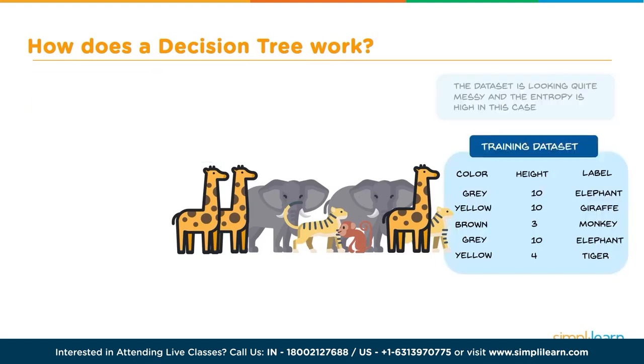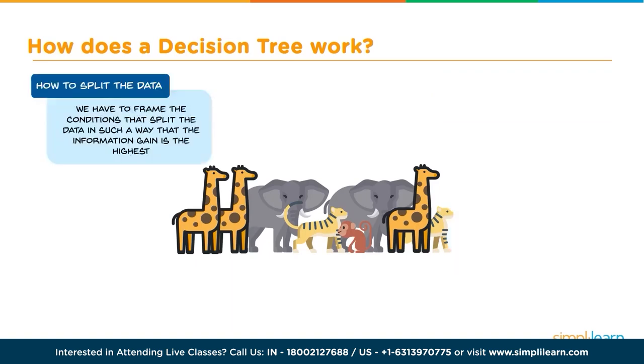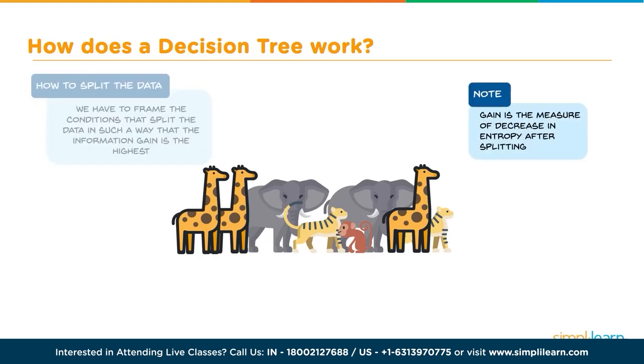So let's look at a training data set. We're looking at color, we're looking at height, and then we have our different animals. We have our elephants, our giraffes, our monkeys, and our tigers. And they're of different colors and shapes. Let's see what that looks like and how we split the data. We have to frame the conditions that split the data in such a way that the information gain is the highest. Note, gain is a measure of decrease in entropy after splitting.